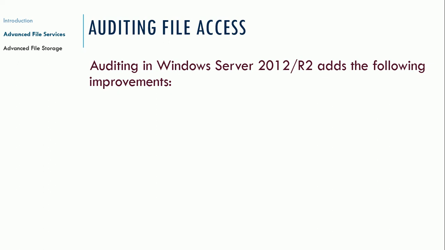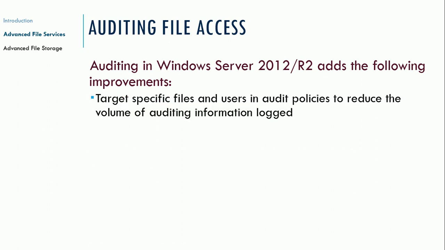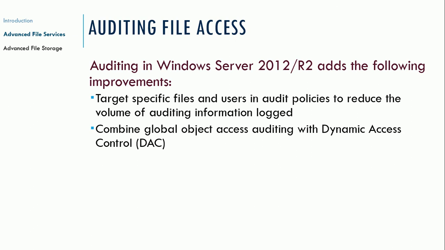as auditing file access. So you can also add additional roles and services for auditing file access, and you can use this to target specific files and users in audit policies to reduce the volume of auditing information that's logged. Auditing can use a lot of storage space, so you can sort of target exactly what you're interested in auditing.